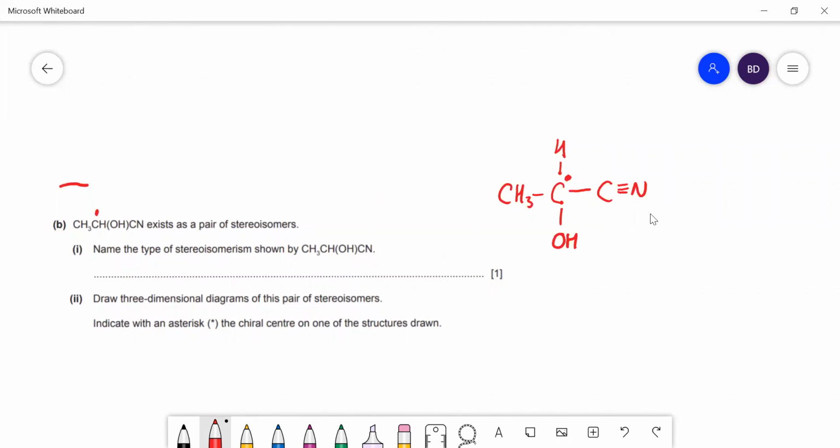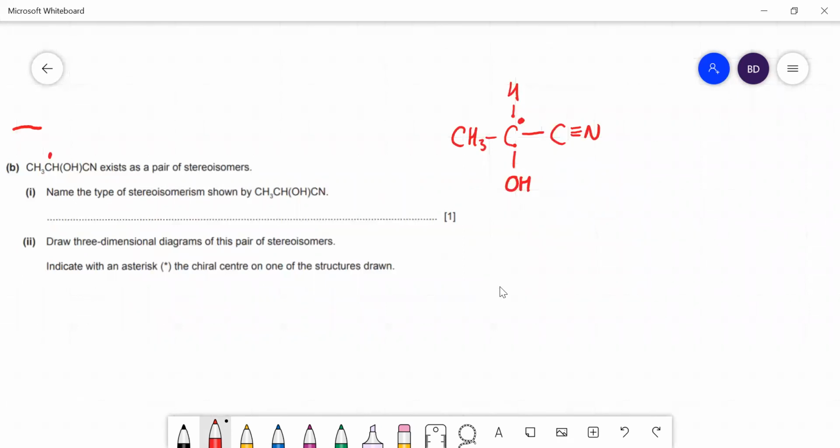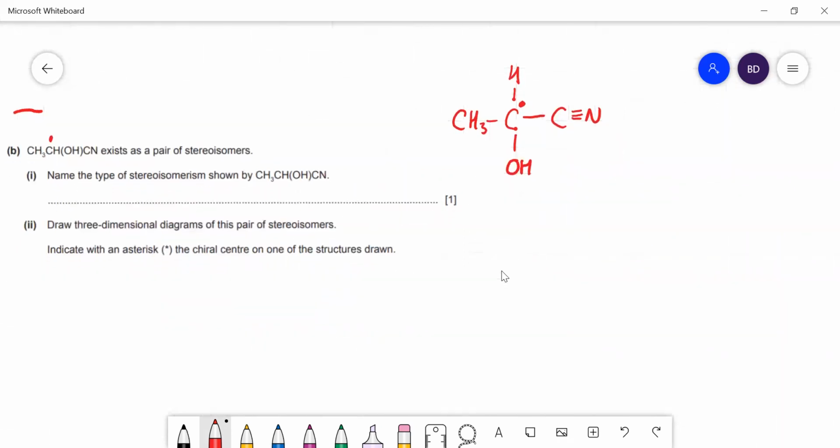Draw 3-dimensional diagrams of this pair of stereoisomers. Okay. Right, so they are non-superimposable mirror images of each other. So I'm going to draw one first. So here we've got the carbon, and we'll have that OH coming out of the page towards you. We'll have the methyl going back into the plane of the paper, the hydrogen in the plane of the paper, and the cyanide in the plane of the paper also. And let's draw an imaginary mirror there.